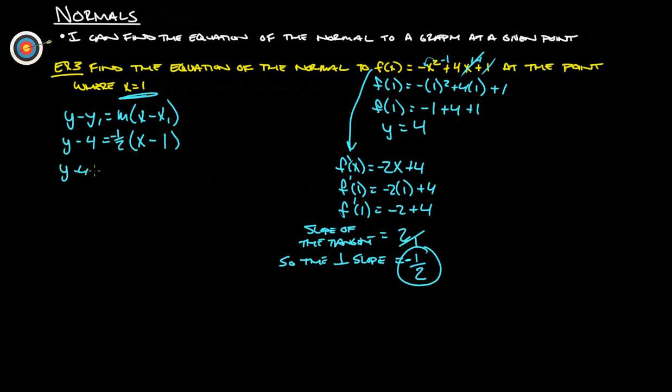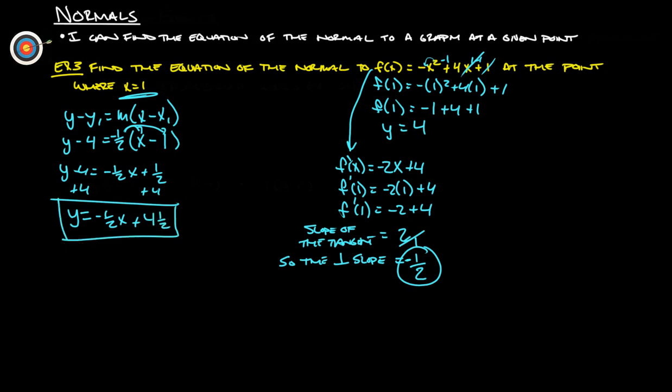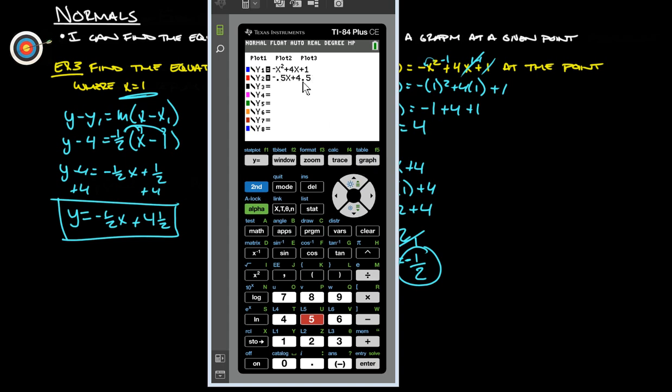So we get y minus 4 equals, distributing the negative 1/2 to both terms, negative 1/2 x. A negative times a negative is positive, half of 1 is a half. Then we add 4 to both sides. So the equation of the normal line is y equals negative 1/2 x plus 4.5.